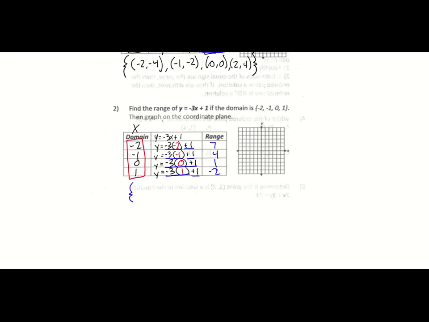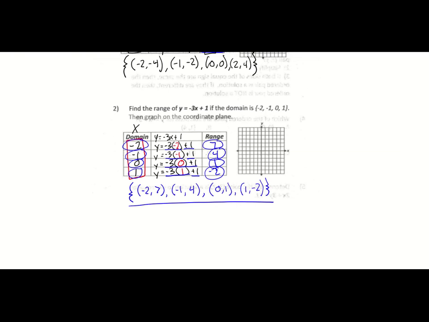I can write my solution set, and I have -2, 7. So these two numbers go together here. I have -1, 4. Right here, -1, 4. And I have a 0 and a 1. And then I have 1, -2. Now you can skip this part down here, writing the solution set at the bottom, if you can see your points above with your domain and range values.